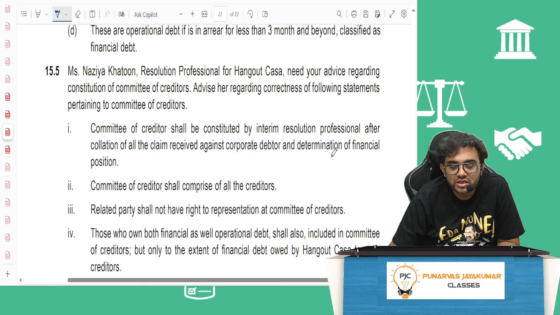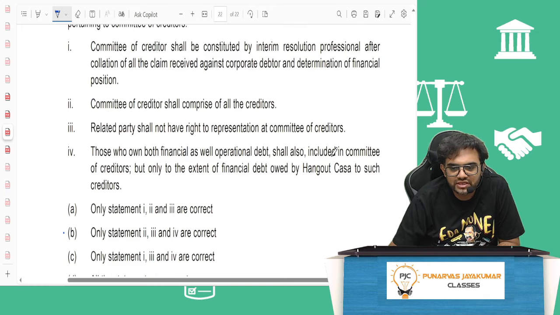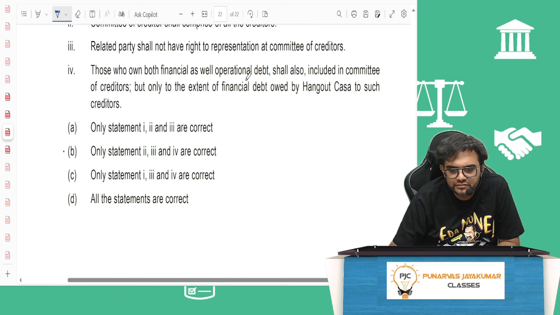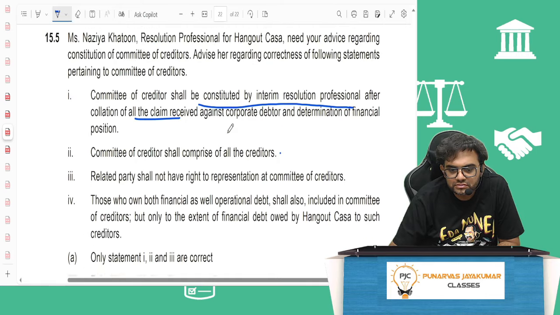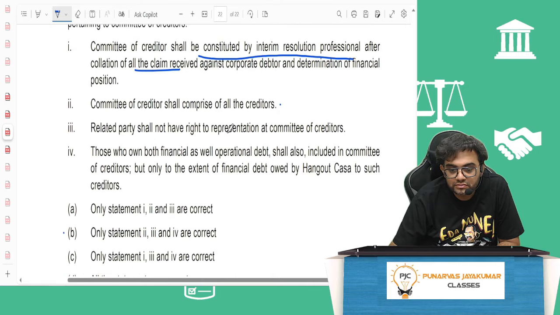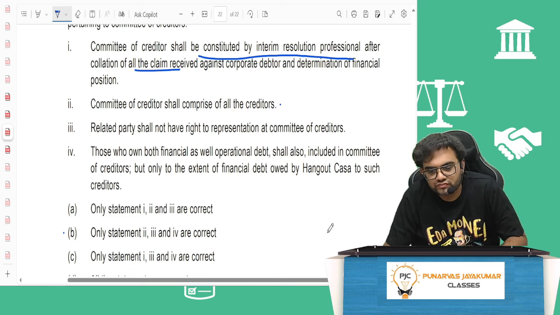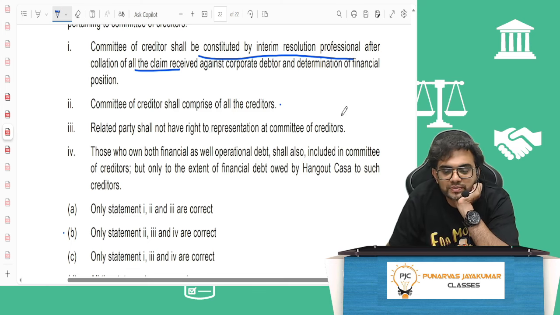Nazia Khatun, resolution professional, needs advice regarding the constitution of COC. It will be constituted by the interim resolution professional after collation of all the claims. After collation of the claims, the COC shall comprise all creditors. Related party shall not have the right of representation.